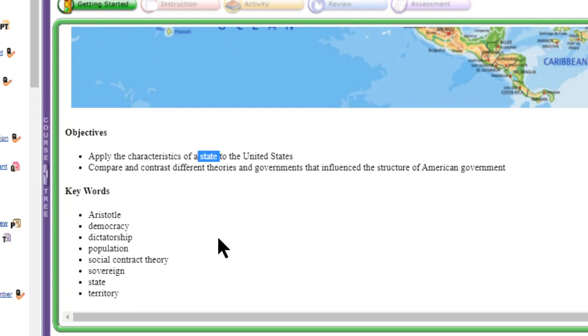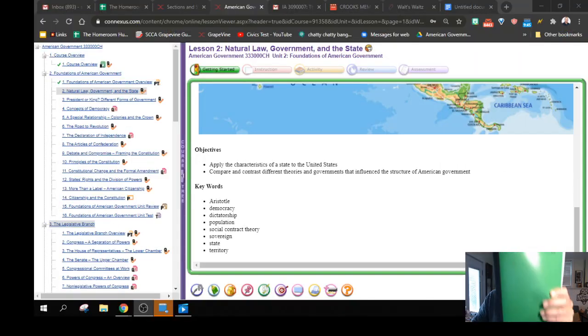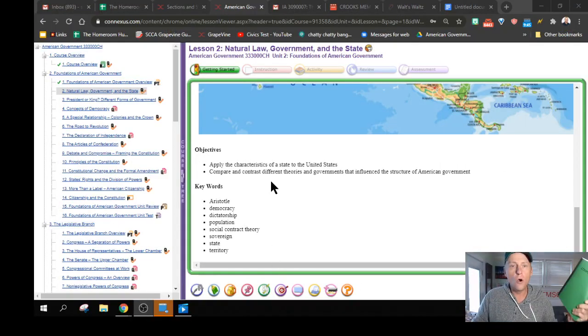Anyways, keywords. Aristotle. Yep, going back in time. Hopefully you remember that from, I believe, 6th, 7th grade. Democracy, dictatorship, population, social contract theory, sovereign, states, territories. Make sure you know all of that. Go ahead and get out your notebooks and copy down those words. That way you'll know what you're looking for when you go through this lesson.